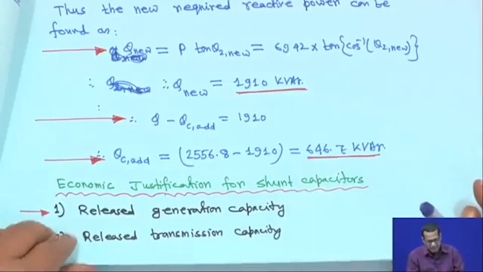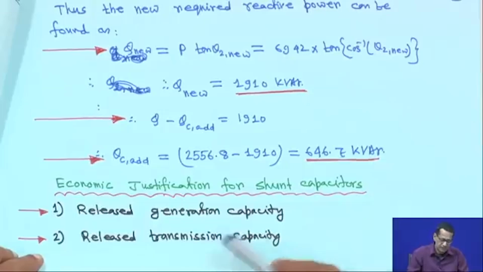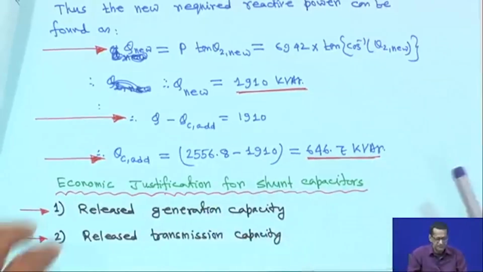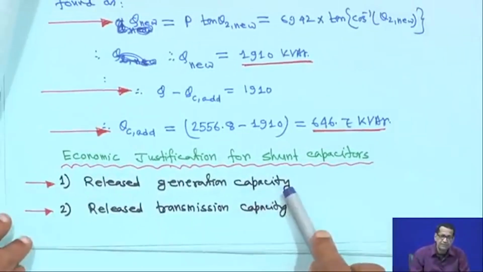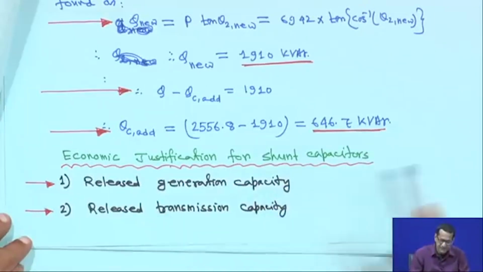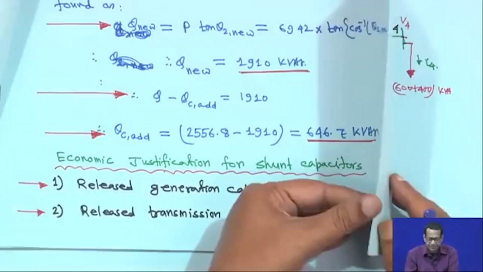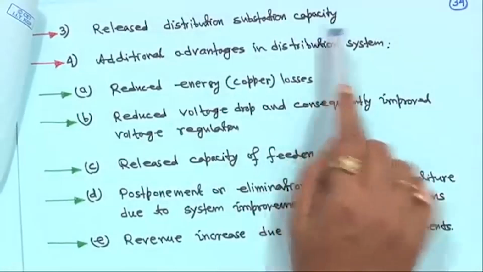Now, the economic justification for shunt capacitor. I will explain each and everything later, when all these things are completed. First is the economic justification: first, it releases generation capacity. What does it mean? I will come later. Second, release transmission capacity, that also I will tell you, right. Then third, release distribution substation capacity.